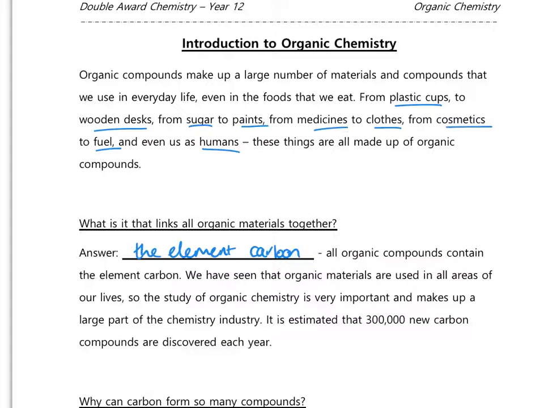And we've seen just from that minor list above, and there are so many more, that organic materials are used in all areas of our lives. So it's really important that we study organic chemistry, and it makes up a large part of the chemistry industry. And it's estimated that over 300,000 new carbon compounds are discovered each year. That is a lot of new compounds every year.